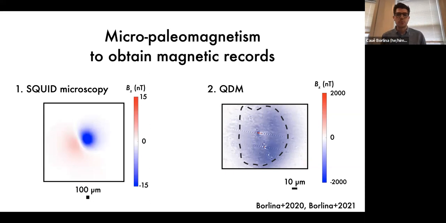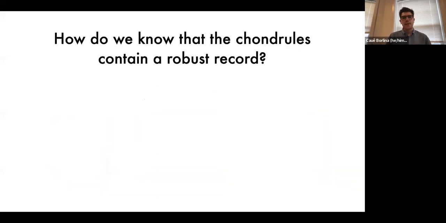So together, those techniques, one allows you to obtain the magnetic record, while with the QDM, you can obtain insights about rock magnetism and determine where your magnetic record is coming from. But that being said, it is still not clear if the chondrules contain a robust record. Remember where I mentioned before that your sample can be reheated during atmospheric entrance, there is planetesimal alteration, there is people sticking magnets. So how do you know that none of that happened?